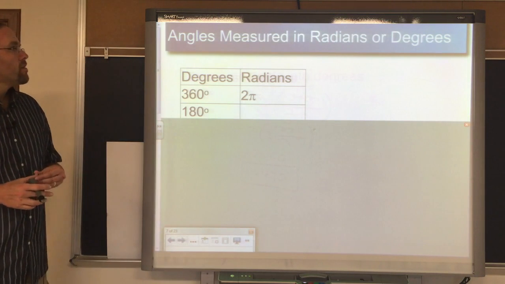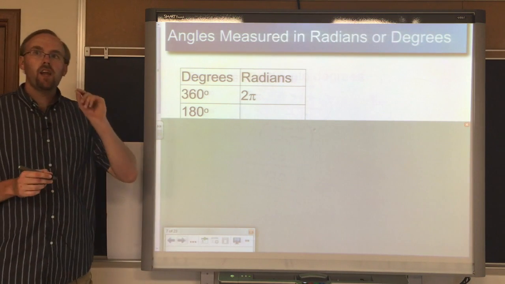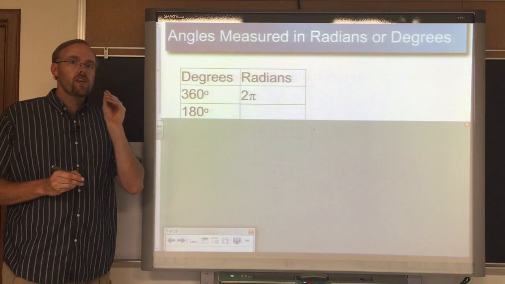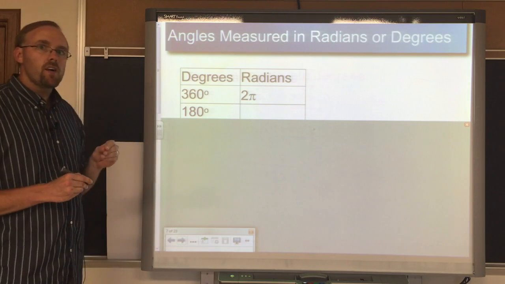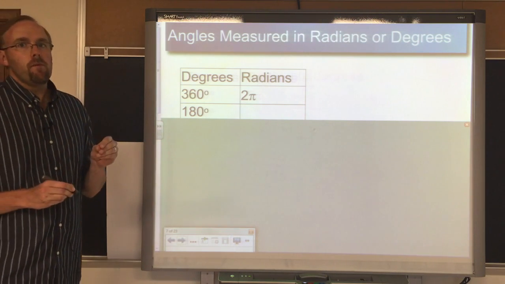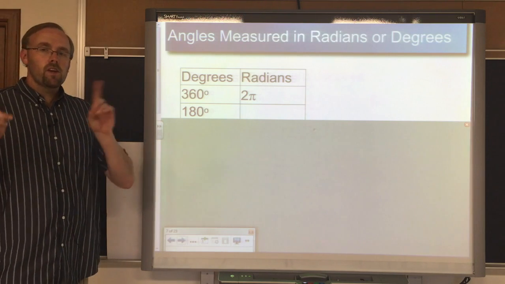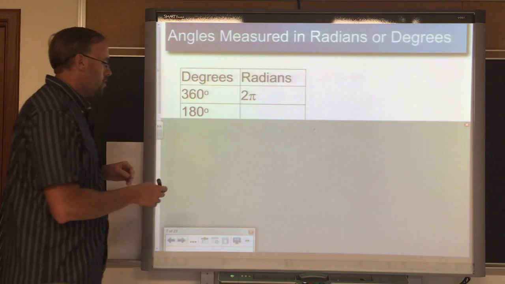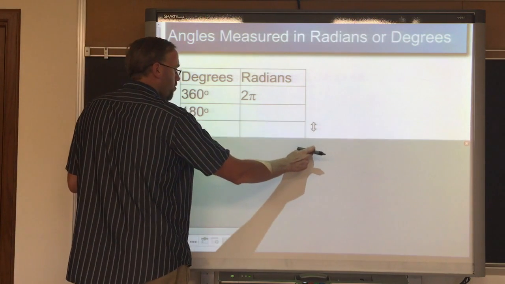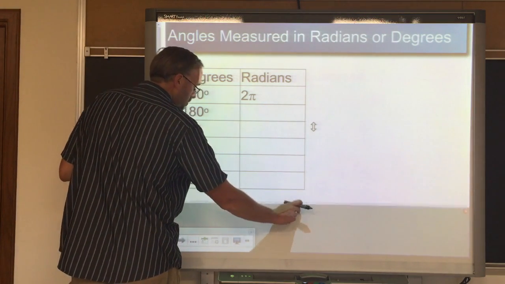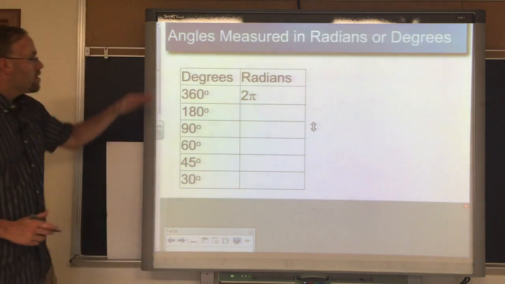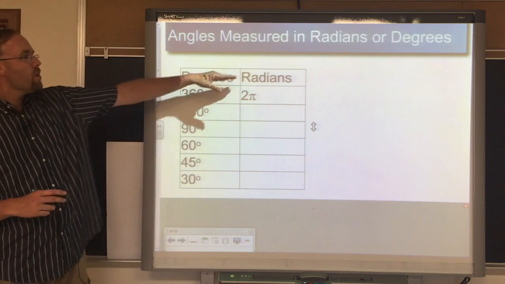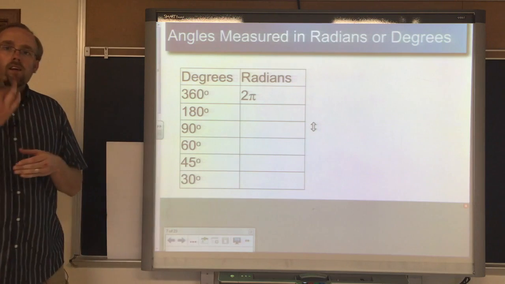Now here, you're going to see a lot of common angles that it's good for you to keep an eye on and to try and memorize, because if you can memorize them, it's very helpful when converting back and forth from degrees and radians. So, what I have here is this chart. These are all angles in degrees, and we want the corresponding angle in radians.